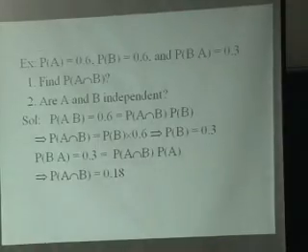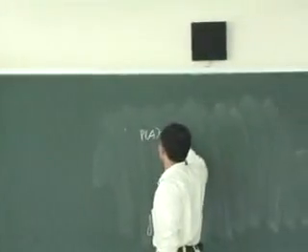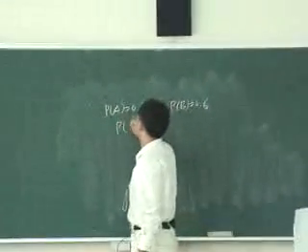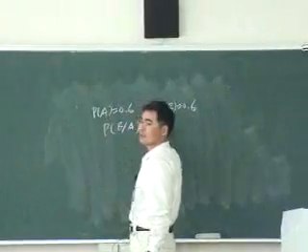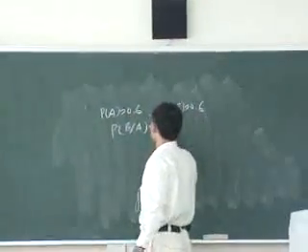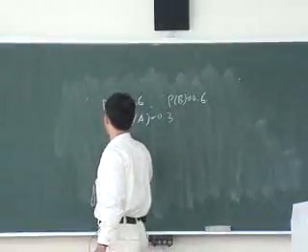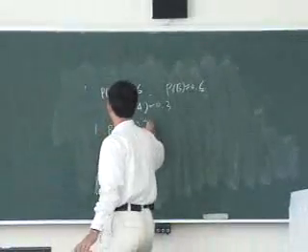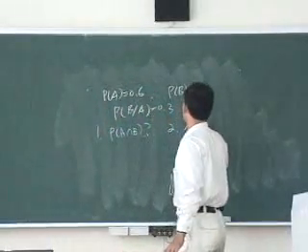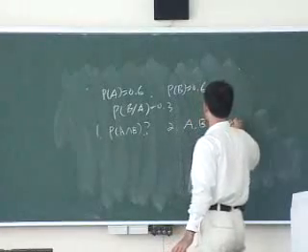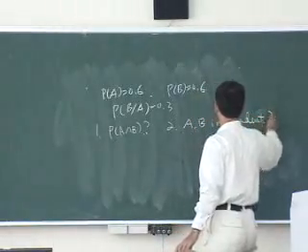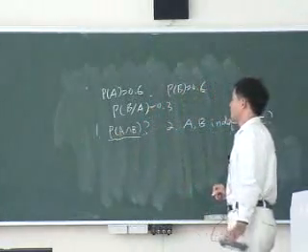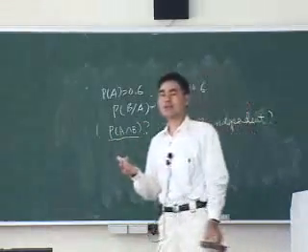Okay, so we have P(A) is equal to 0.6, right? And P(B) is also equal to 0.6. And P(B given A) is equal to 0.3, right? The first question is P(A and B). The second question: are A and B independent? So this is what we're going to find out, P(A and B).